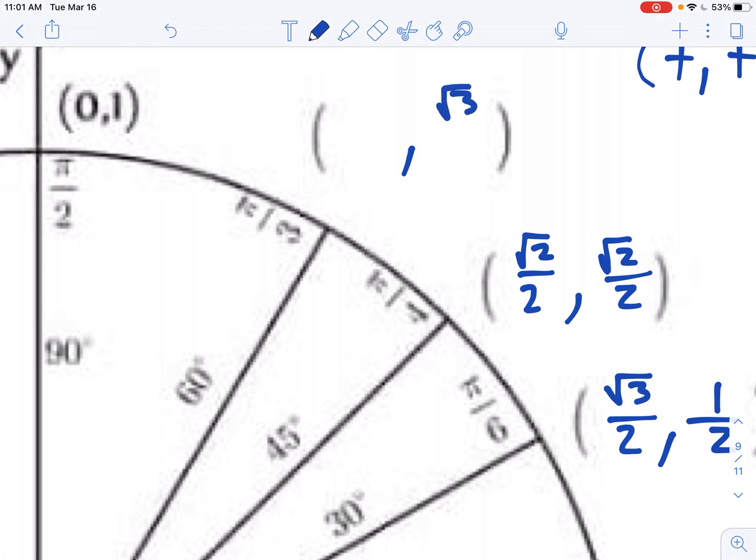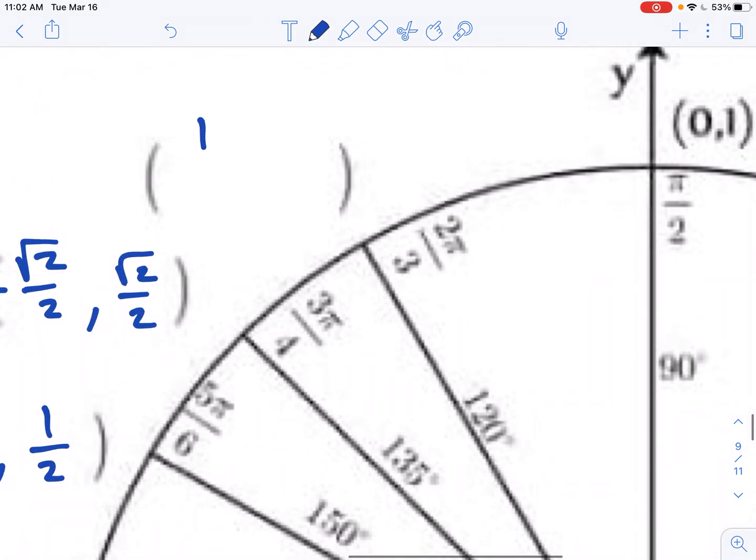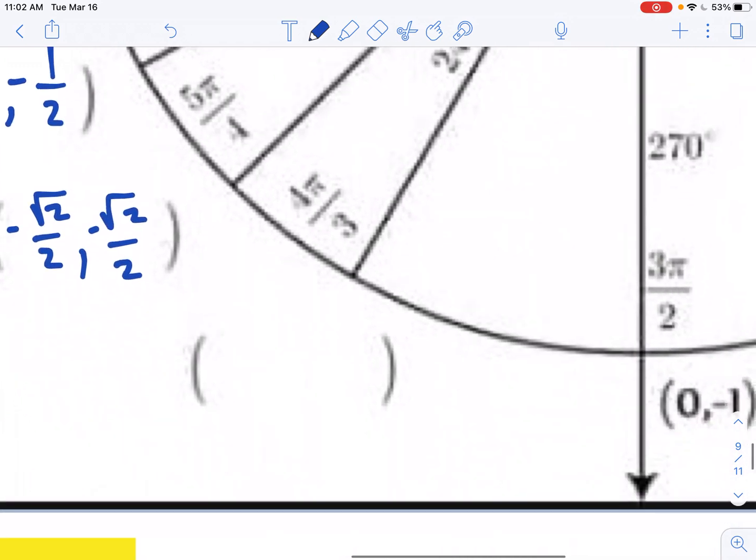So now your opposite side, or your y value, is root 3 over 2, and your adjacent side, or your x value, is 1/2. And it's going to be the same magnitude all the way around this circle, and then we just have to pay attention to what quadrant we're in for the sign in front of which value.